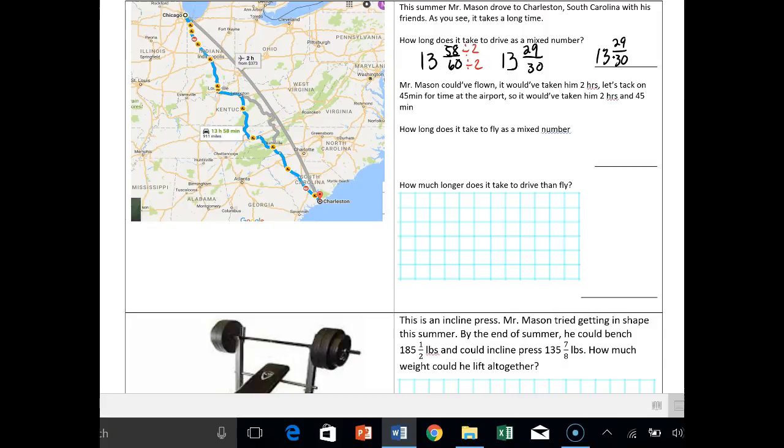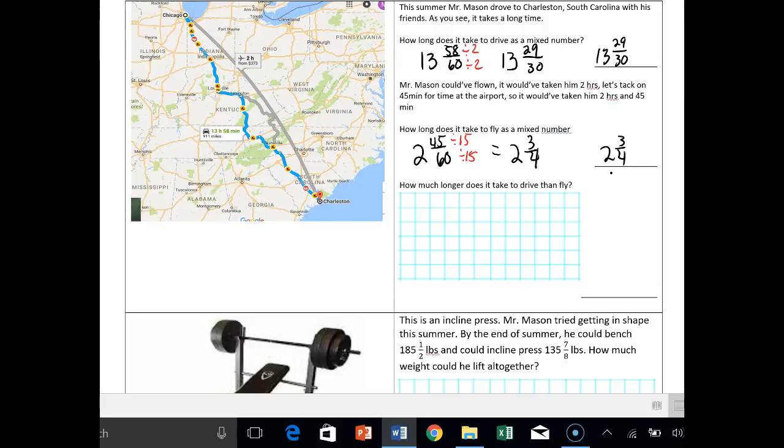Mr. Mason could have flown. It would have taken him 2 hours, as you can see, the flight path, 2 hours. Obviously, it would cost a little bit more. But let's tack on 45 minutes for airport time. So it was taking him 2 hours and 45 minutes. So as a mixed number, that's 2 hours with my whole number, 45 minutes out of 60. Let's simplify this. Now we can divide both these by 15. It gives us 2 hours and 3/4 of an hour as our mixed number.